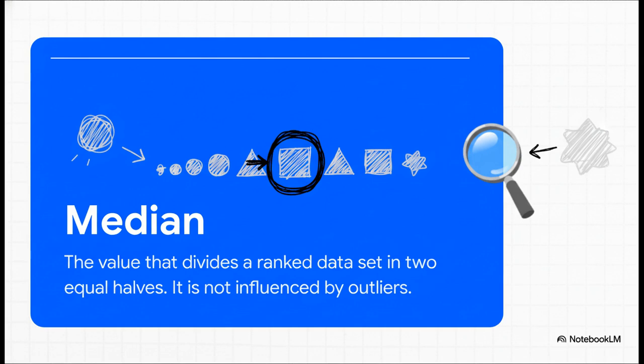It completely ignores extreme values. It doesn't care if the biggest number is 4 million or 4 billion. It only cares about what's in the center. It's like a bodyguard for your data.